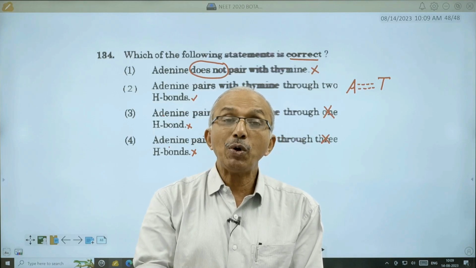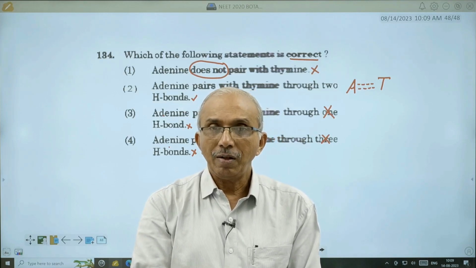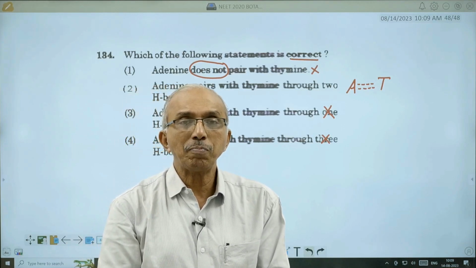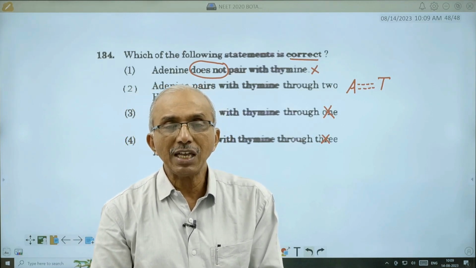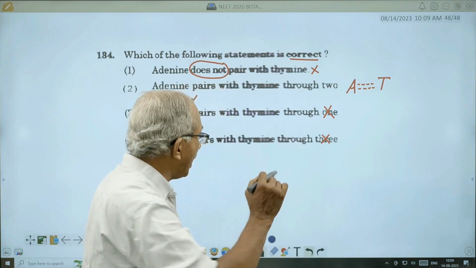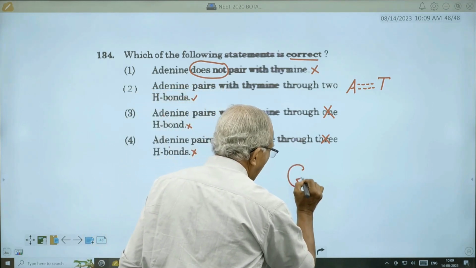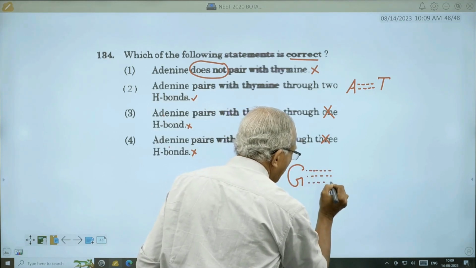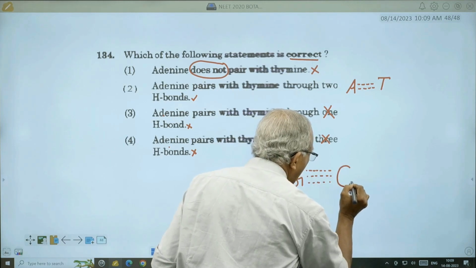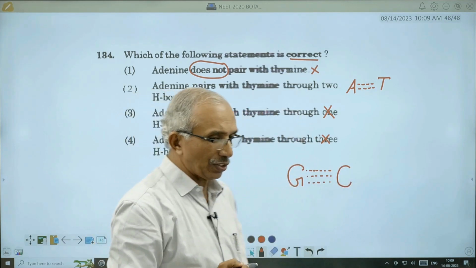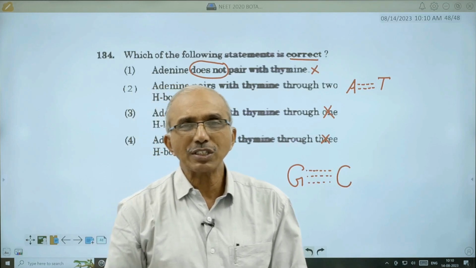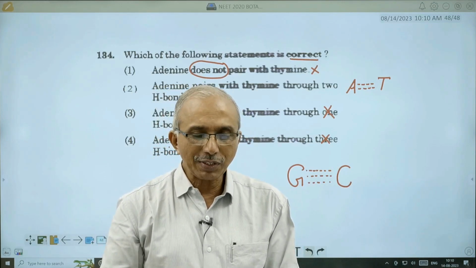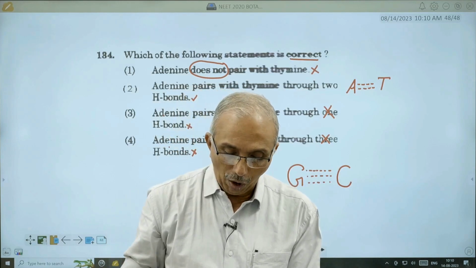Then if the purine is guanine, the pyrimidine is cytosine. So guanine pairs with cytosine, with 3 hydrogen bonds. Adenine pairs with thymine with 2 hydrogen bonds.